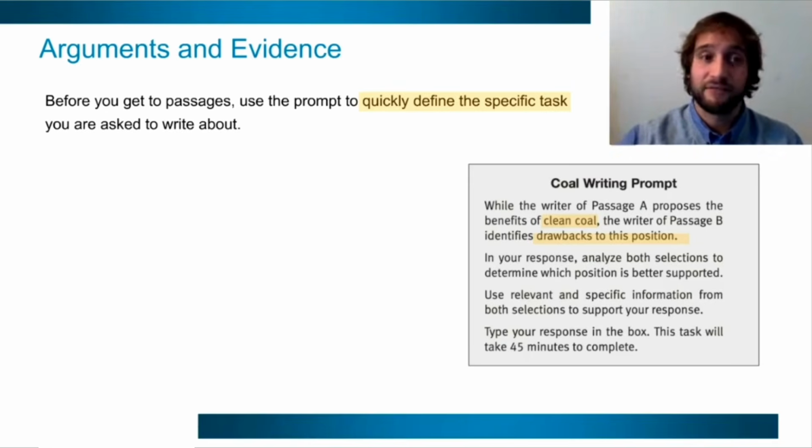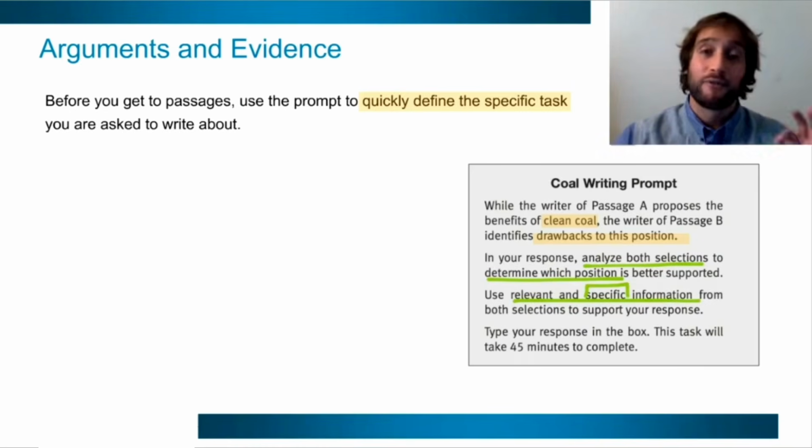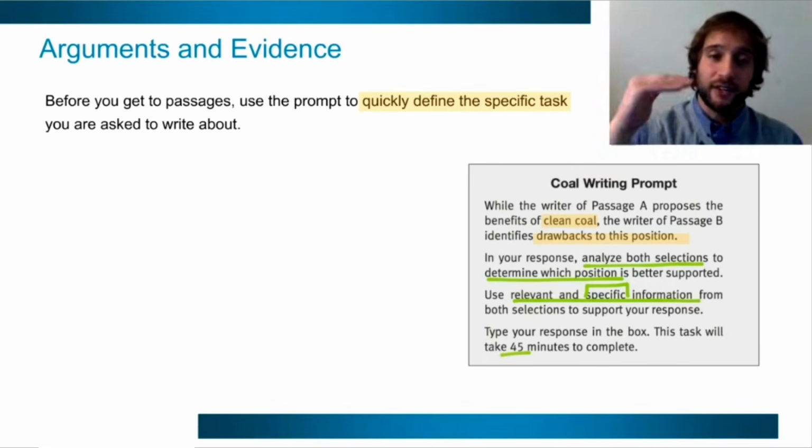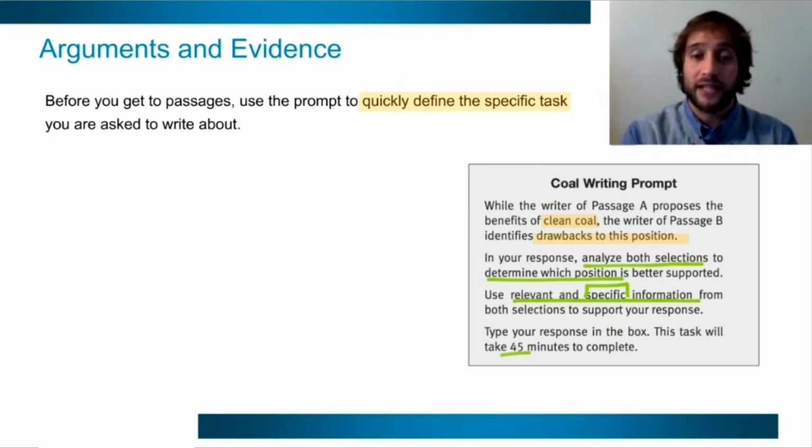Now the rest of this stuff is going to be boilerplate. It's going to be standard material that we see all the time. Analyze both selections. Got it, we know we're going to do that. Determine the position you like better. Got it, we know what to do there. Use relevant and specific examples and evidence from the passages to support your claim as to which passage is better. Of course, we know we need to type our response in the box, and we're going to have 45 minutes. But the last three bullet points there, we are going to know that stuff intimately.